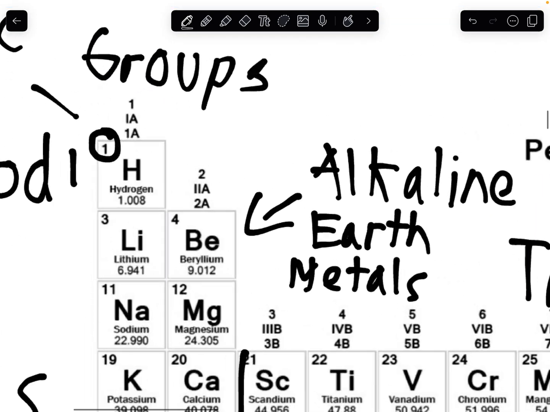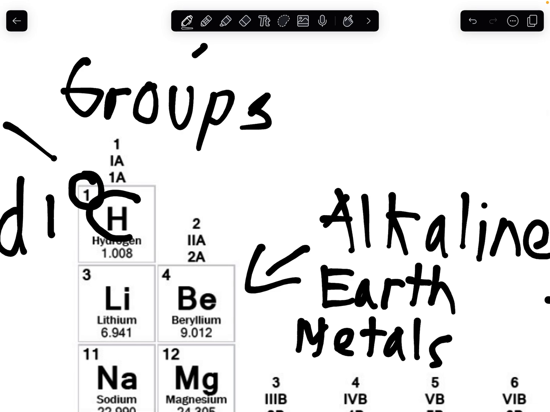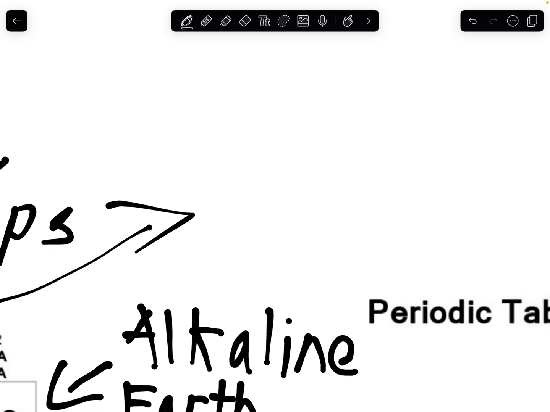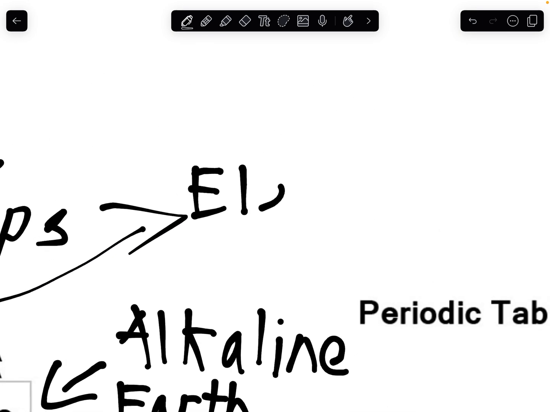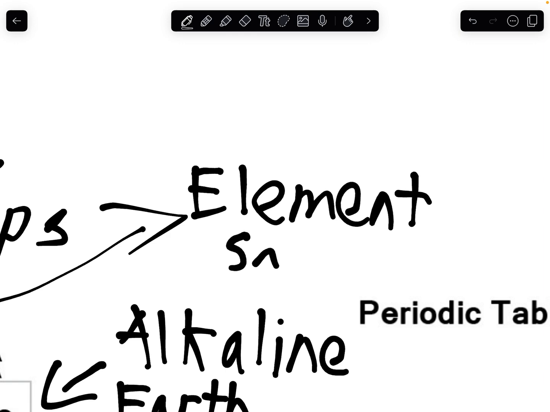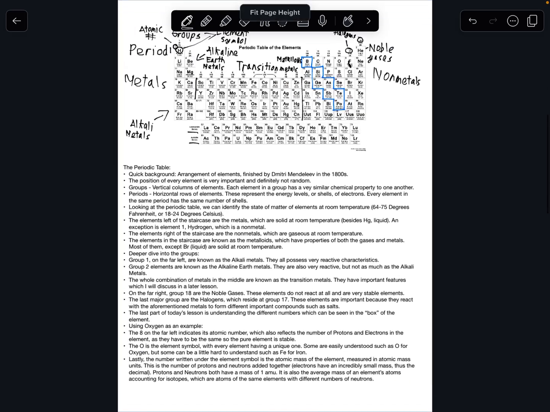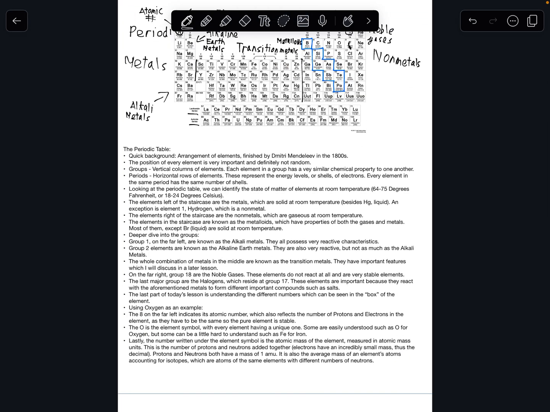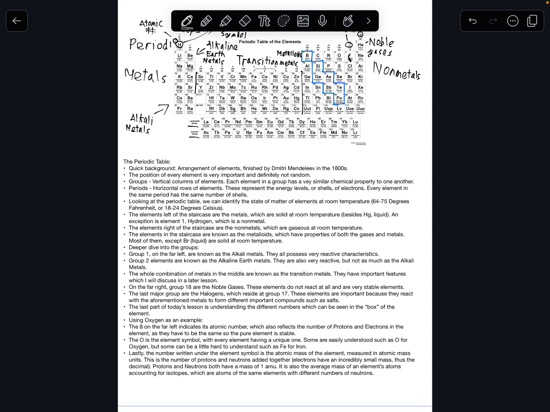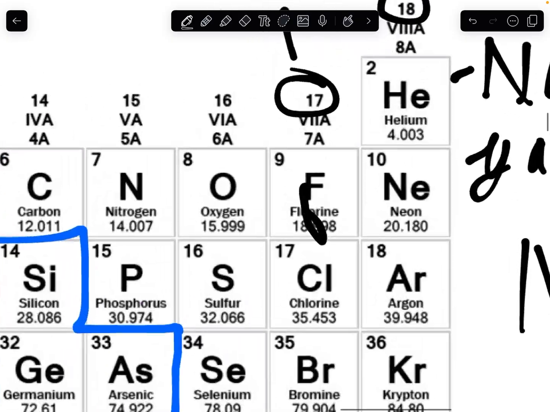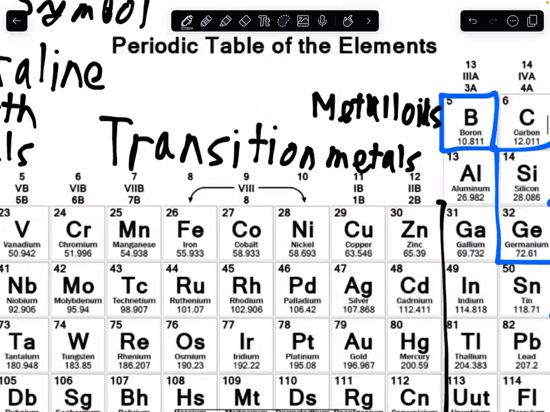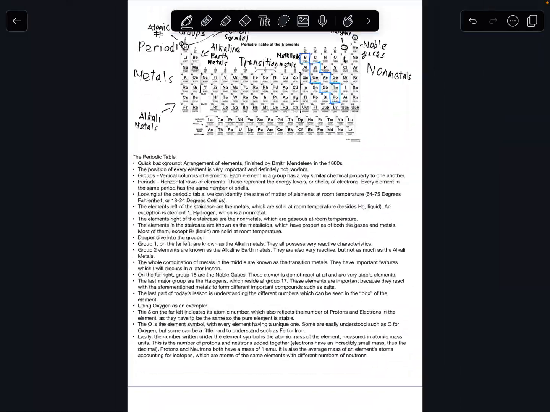Next, we have this letter. So we have H. This is the element symbol. The element symbol is incredibly important because every element has a unique element symbol. Some are easily understood, such as O for oxygen, but some can be harder, such as Fe for iron.